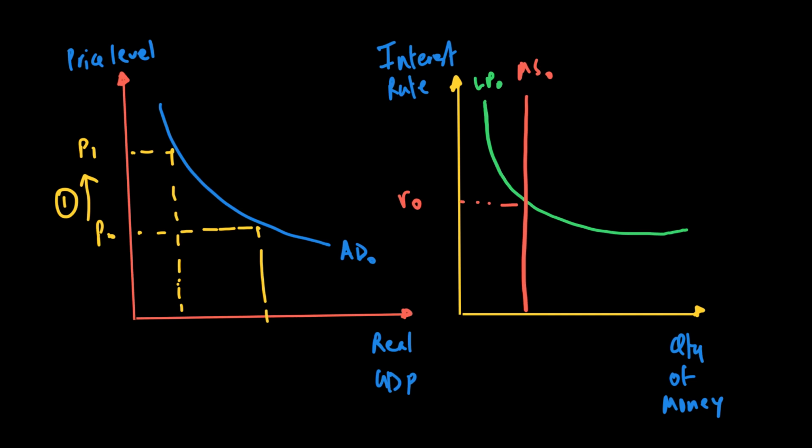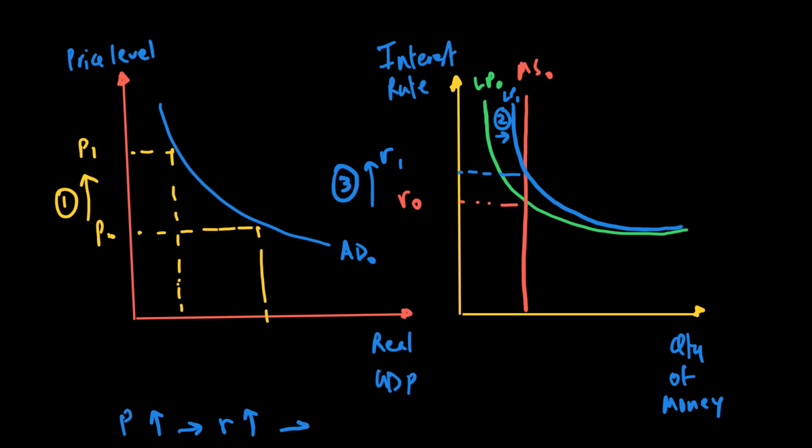Let's say when the price level goes up, people realize that because of rising prices, they can't buy the same amount of goods and services with the money they have. They start demanding more money. When they start demanding more money, liquid demand for money goes from LP0 to LP1. So this is my LP1, and that causes interest rate to go up. So a rise in price level can cause interest rate to go up. Let's call this number 2, which causes number 3, interest rate to go up.